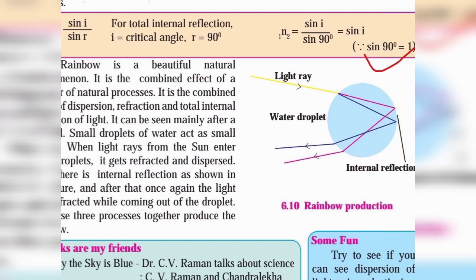When the angle of incidence increases, the angle of refraction also increases, and when we increase it continuously, we get a point. At that point the angle becomes 90 degrees, and when the angle increases further, the incident ray on that surface is reflected in the same medium, and that is called total internal reflection.